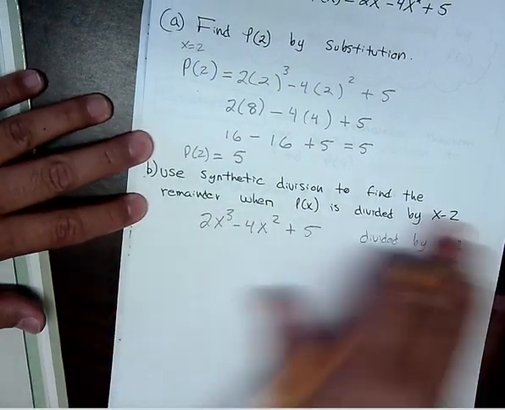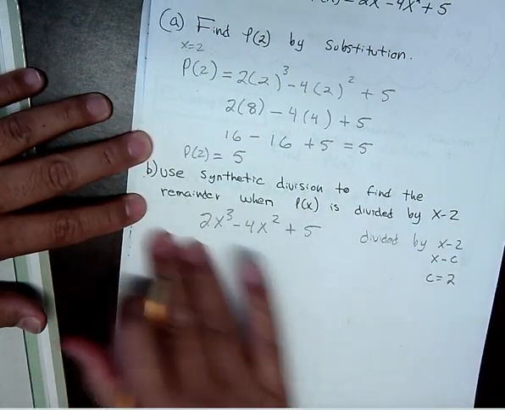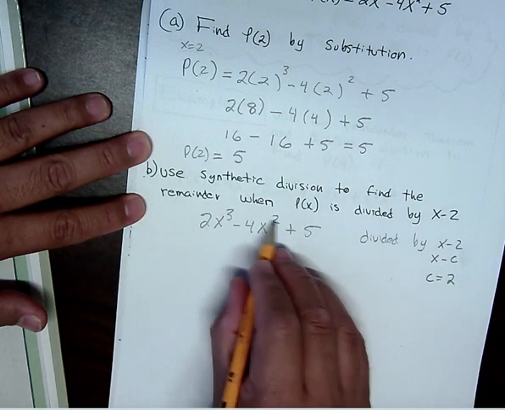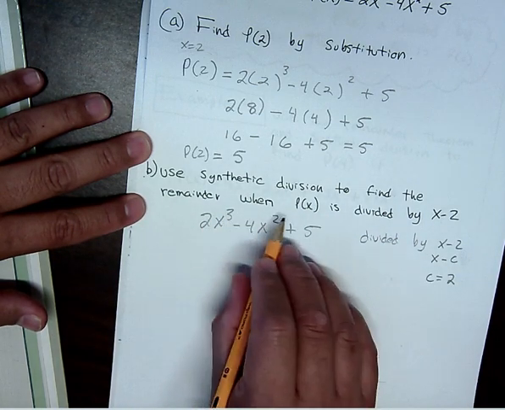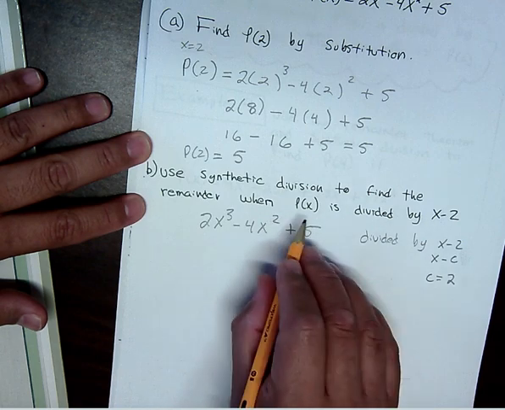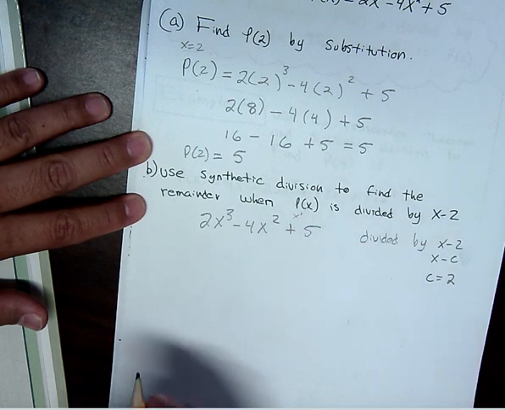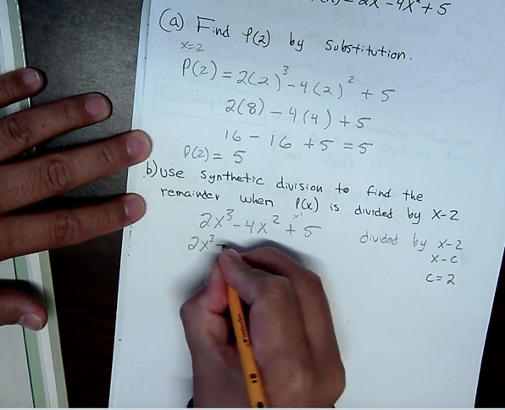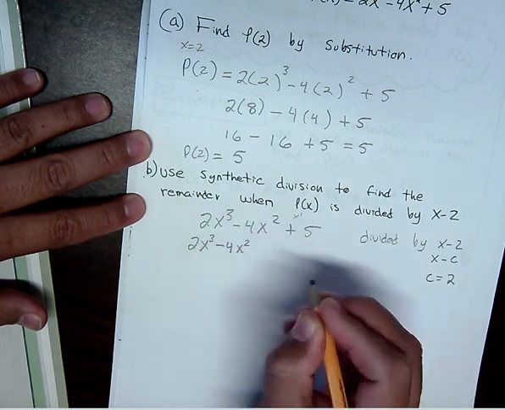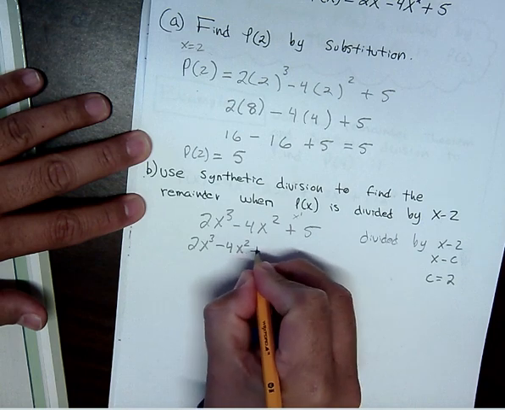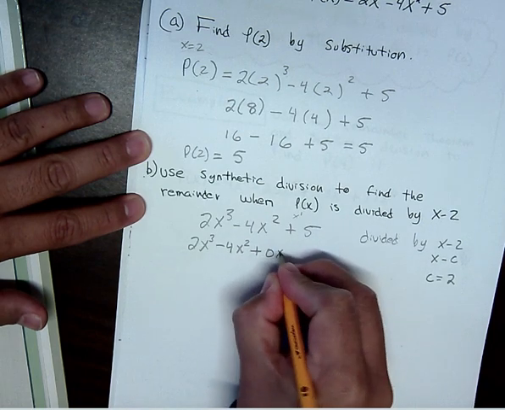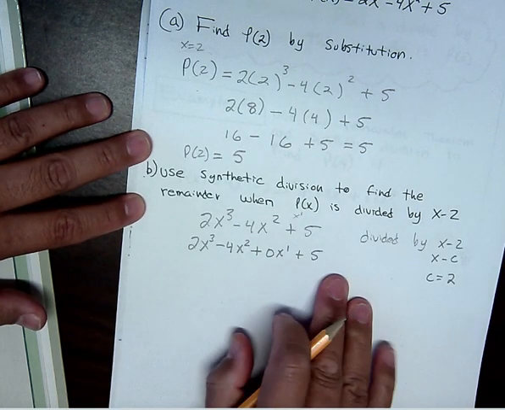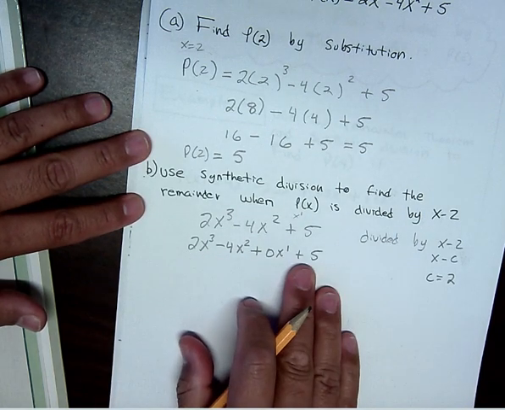Now, you need to check if the dividend, so this is being divided by this, the dividend, it's in descending order like I said. If you notice, this goes from 3 to 2. From 2, we should have a 1, so we're missing the 1. So that means you're going to have to construct that here. Plus 0x1 and then plus 5. So now we have the complete polynomial in descending order.